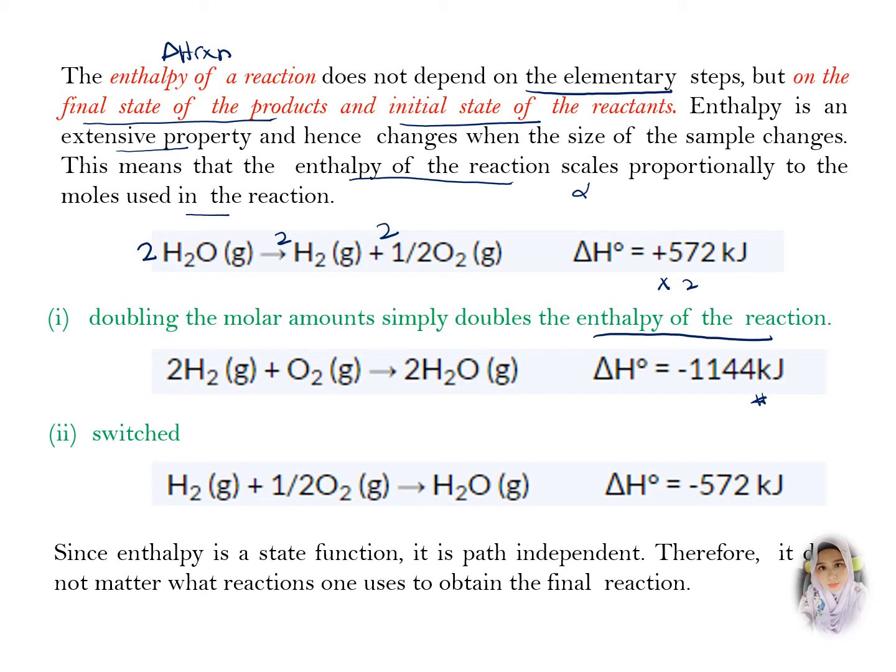Then when we switch the equation from the right to the left, the sign also changes, from positive to negative here. Since enthalpy is a state function, it is path independent. Therefore, it doesn't matter what the reactions are. We just use them to obtain the final reaction.